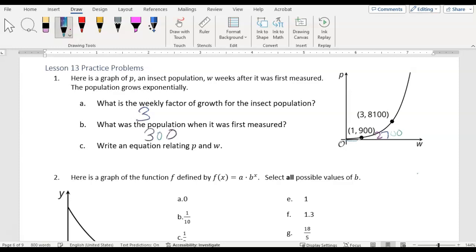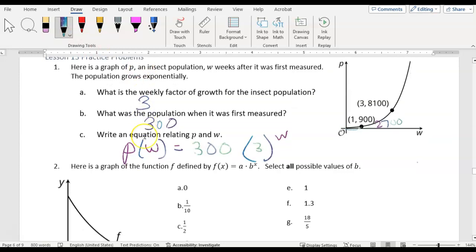It says write an equation relating P and W. So our population P of W equals 300, that's our first amount, times the factor of 3, to the power of our weeks.